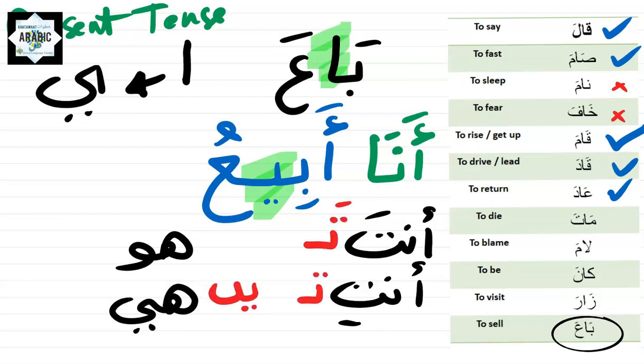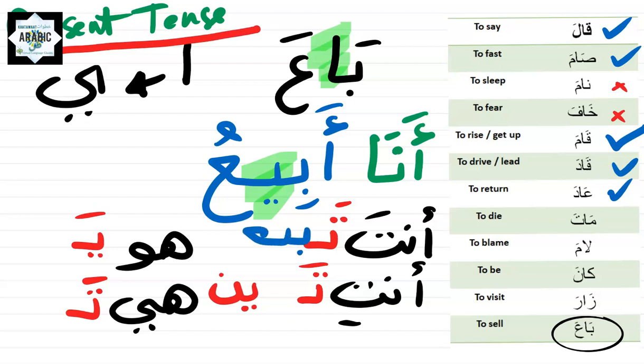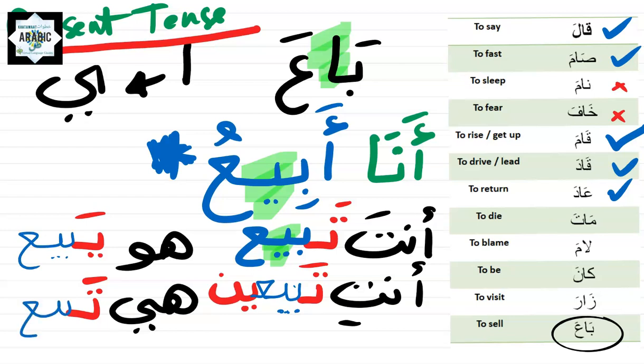So like here it would be أ, ت, ن, هو ي, and هي ت, and this is just the present tense prefixes and suffixes. Then you place the verb as you have it in the speaker's form. That means it will continue to have ya. أنت تبيع, أنتِ تبيعين, هو يبيع, هي تبيع.